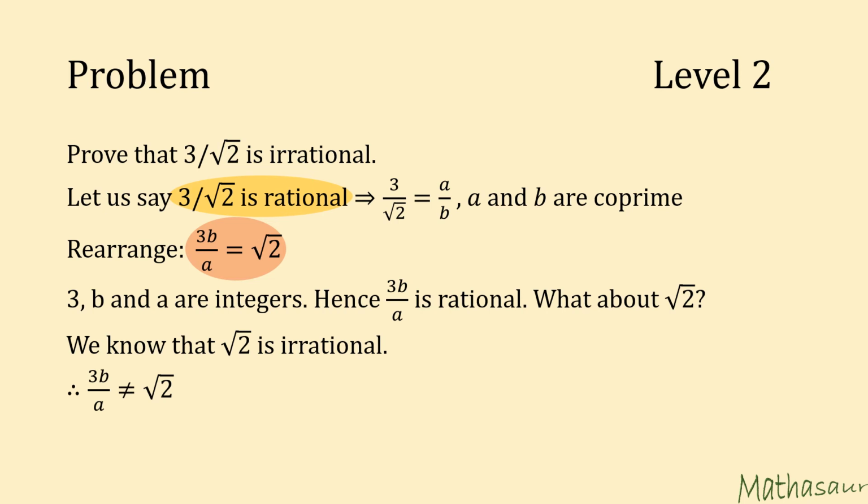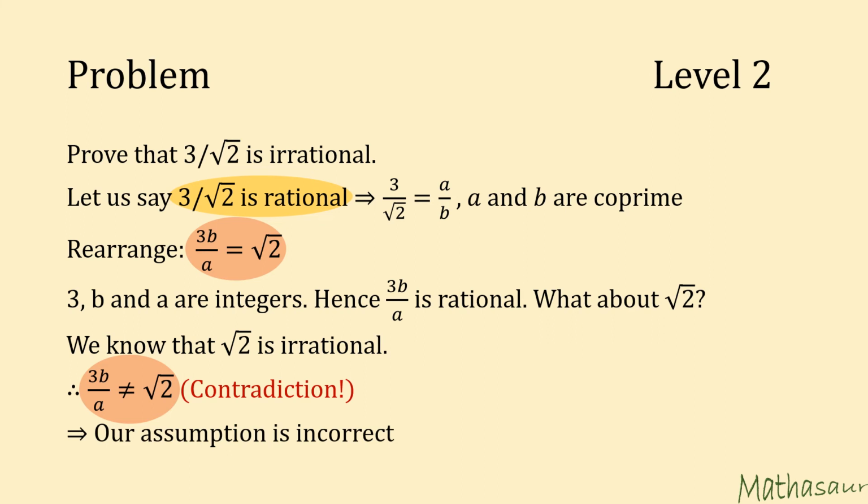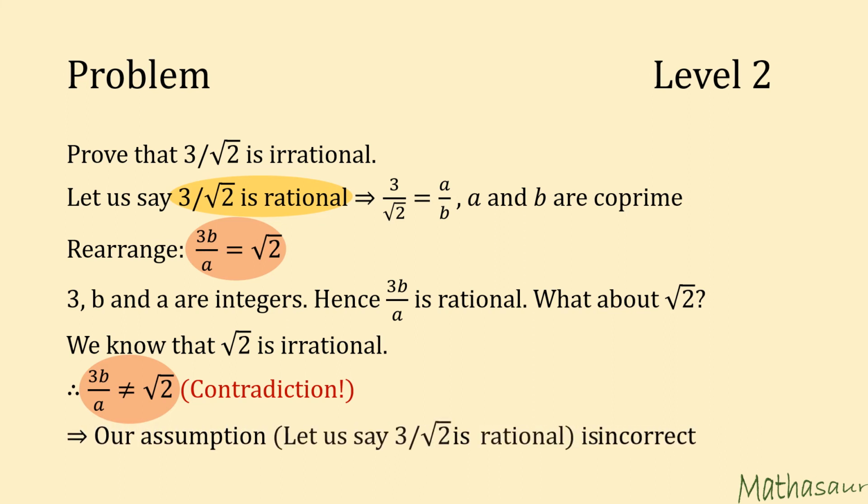Hence, the left hand side, which is rational, cannot be equal to the right hand side, which is irrational. And we have our contradiction. So our assumption is incorrect. Our assumption is in the yellow bubble, which was saying that 3 by square root of 2 is rational. Now since this is incorrect, we have just proven that 3 upon square root of 2 is irrational.